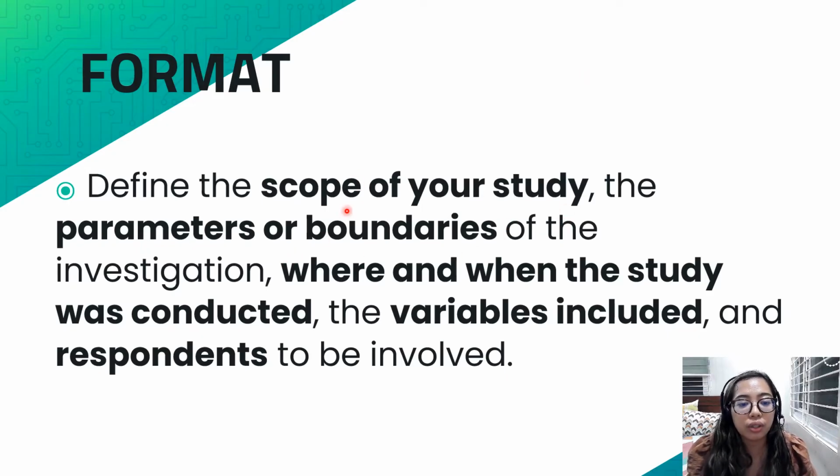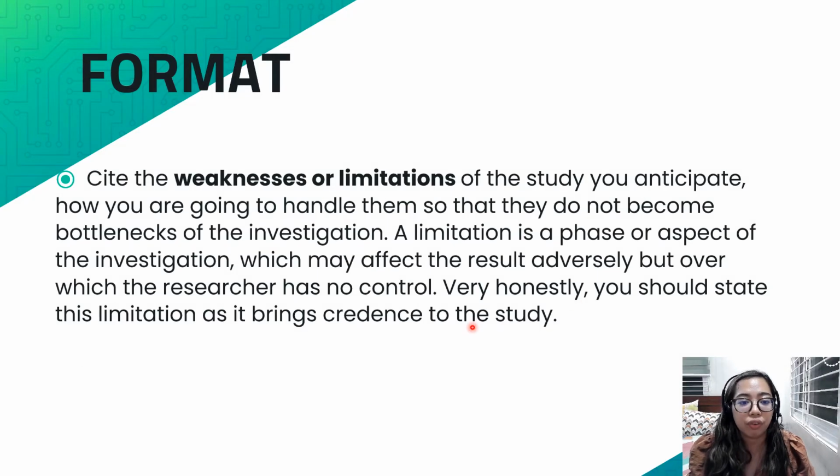And you can also include here where and when the study was conducted, the variables included, and the respondents to be involved. And then, on the part of the limitation, you just cite the weaknesses or limitations of the study you anticipate and how you are going to handle them so that they do not become bottlenecks of the investigation. A limitation is a phase or aspect of the investigation which may affect the result adversely, but over which the researcher has no control. And very honestly, you should state this limitation as it brings credence to the study.